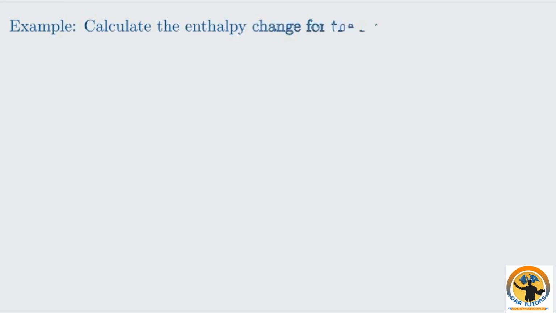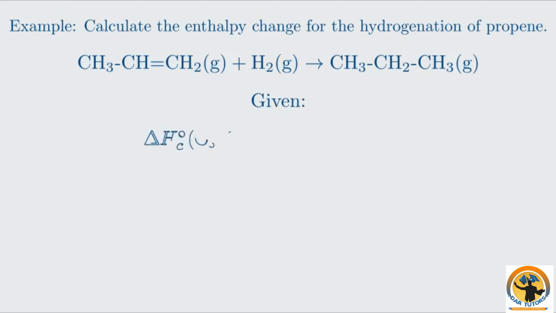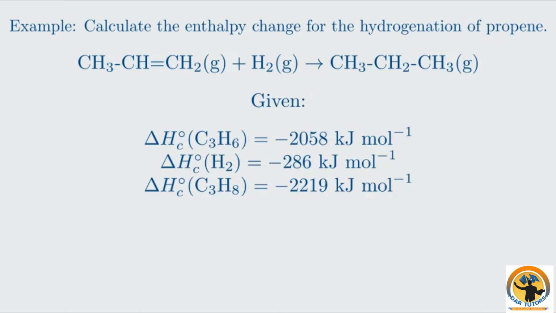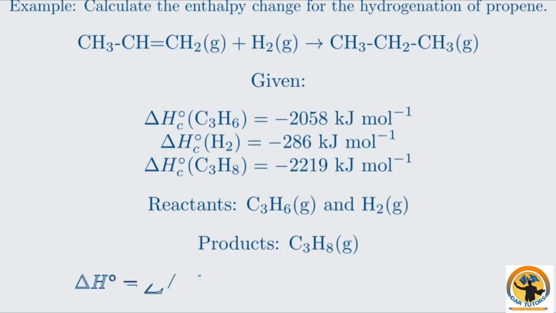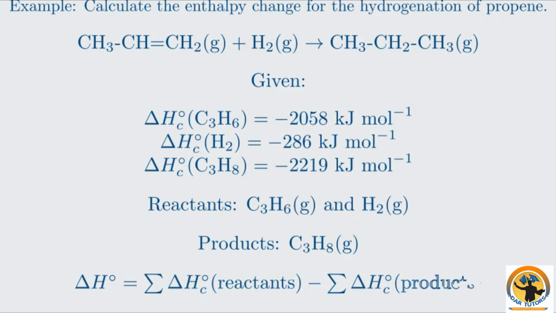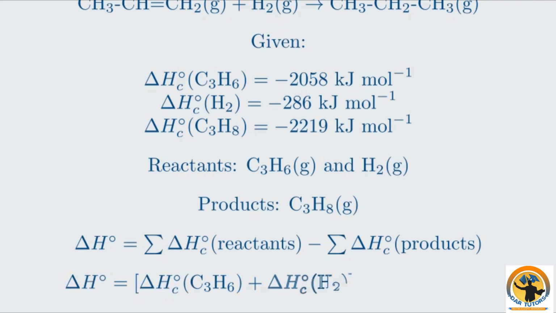Let's apply the combustion formula to an example. We're asked to find the enthalpy change for the hydrogenation of propene to propane, given the combustion enthalpies of the 3 organic compounds. First, we list our reactants and products and their combustion enthalpies. Remember, the formula is the sum of reactants' combustion enthalpies minus the sum of products' combustion enthalpies. Let's plug in our values.